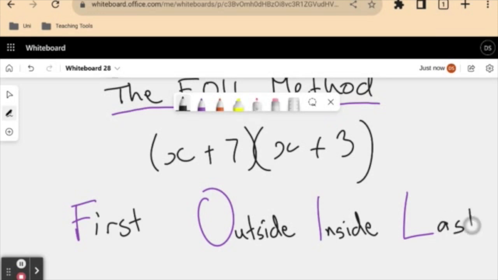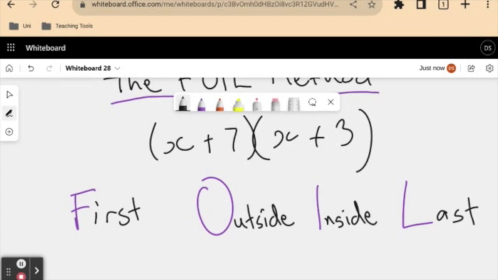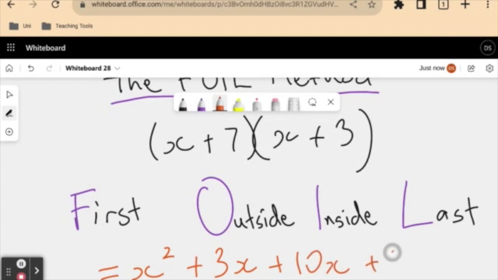Now, if you've got a bit of the intuition from the last videos, you may notice that the order doesn't necessarily matter, but FOIL is a word that we know, it's a good acronym to remember exactly what we do here. Now, if we were to expand this using the FOIL method, multiplying the first elements, we'd get x squared, multiplying the outside, we'd get 3x, multiplying the inside, we'd get 10x, and multiplying the last, we'd get 21.